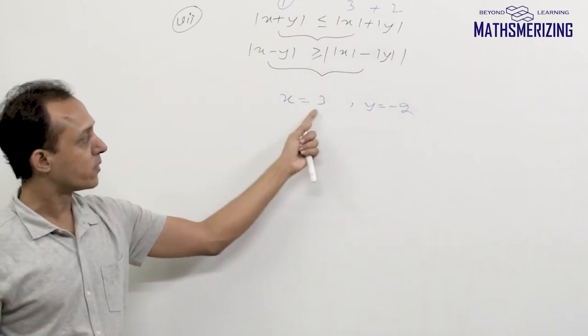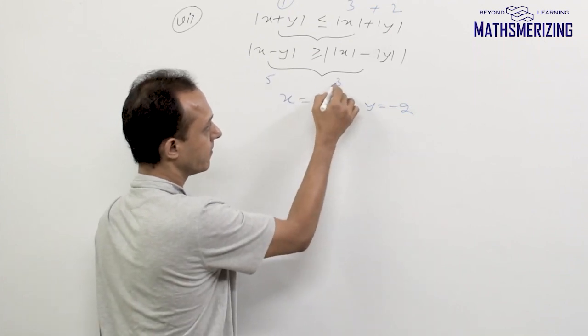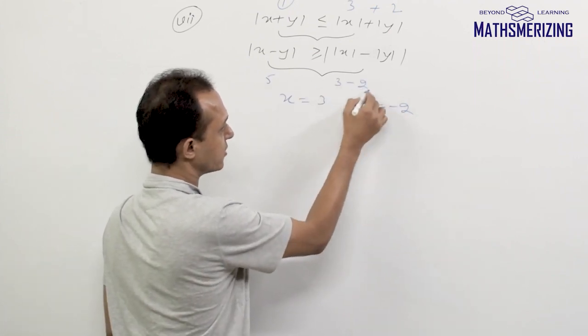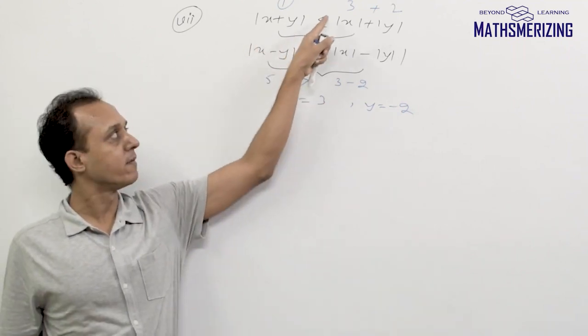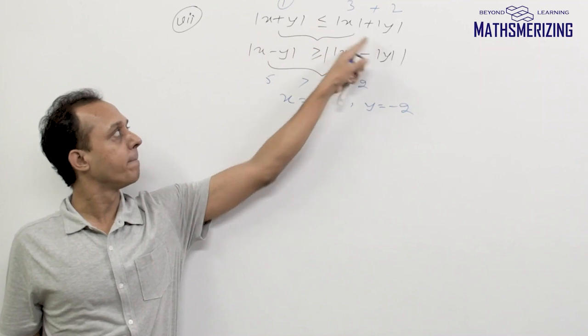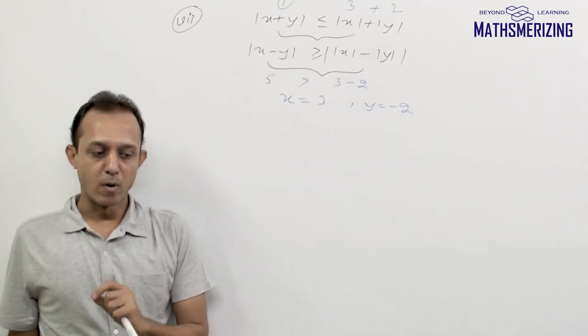Again, what is x minus y? X minus y is 5. And that is greater than mod x, 3, minus mod of y, which is 2, which is 1. So 5 is greater than 1. So mod of x plus y is always less than or equal to mod x plus mod y. And mod of x minus y is always greater than or equal to mod x minus mod y.